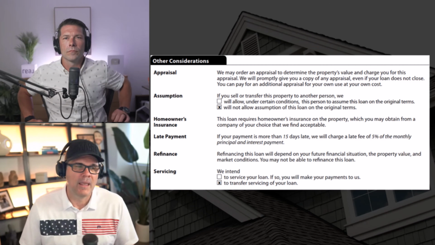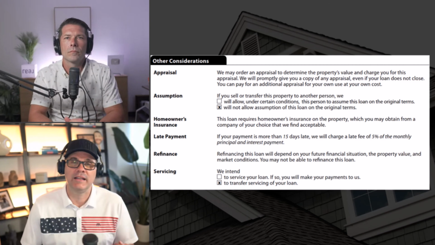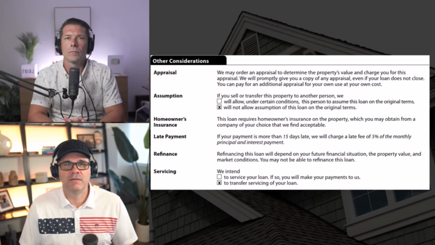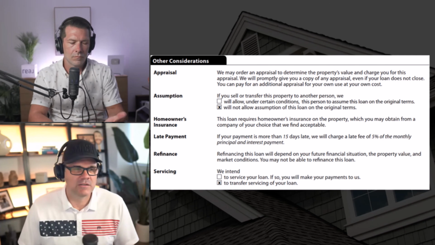I don't know. Assumption. If you sell or transfer this loan to another person, we will allow or will not allow assumption of the loan. We've done episodes on this, Jeb. Other than government loans, FHA, VA, they're not going to be assumable. So really, the box isn't super relevant.